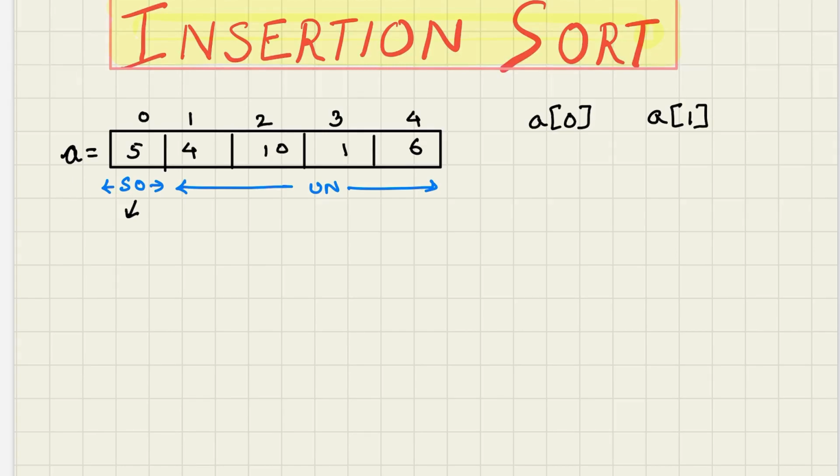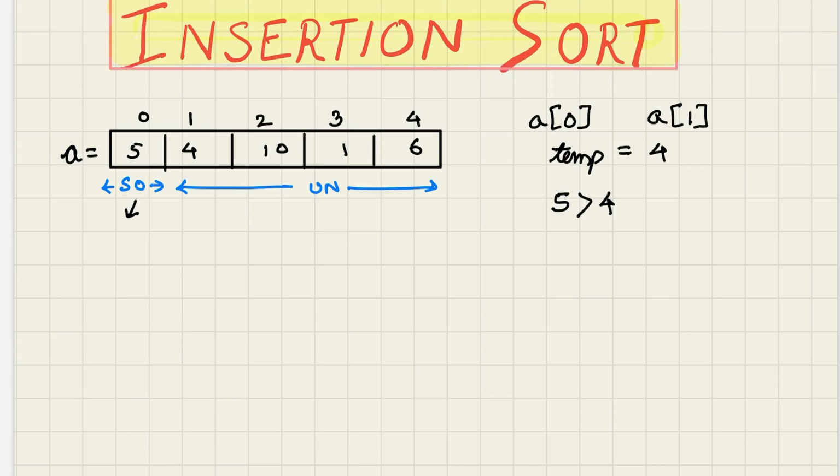So, for that, let's first take a temporary location where I will save my A of 1, the element that I want to compare and check whether it is sorted or not. I will store this 4 in my temporary location. Now, I will compare whether this 4 is greater than 5 or less than 5. So I will check whether 5 is greater than 4 or not. 5 is greater than 4, right?